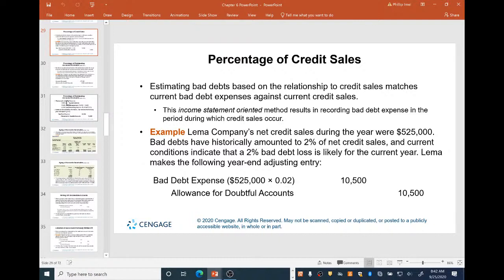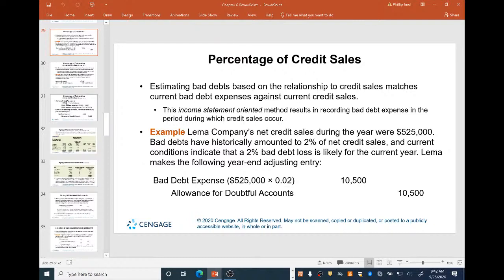An example here: Lima Company's net credit sales during the year were $525,000. Bad debts have historically amounted to 2% of net credit sales, and current conditions indicate that a 2% bad debt loss is likely for the current year. Lima makes the following year-end adjusting entry.